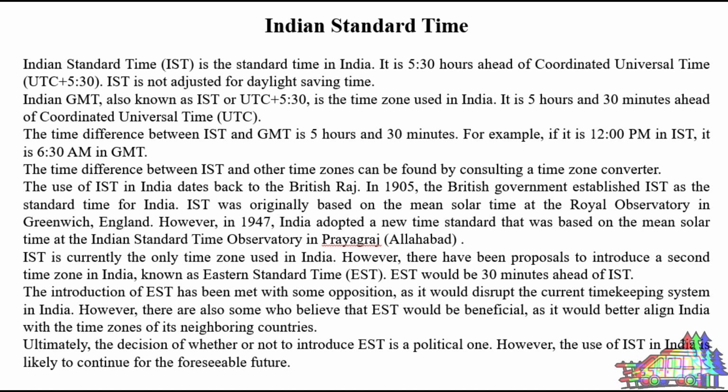For example, if it is 12 p.m. in IST, it is 6:30 a.m. in GMT. The time difference between IST and other time zones can be found by consulting a time zone converter. The use of IST in India dates back to the British Raj.